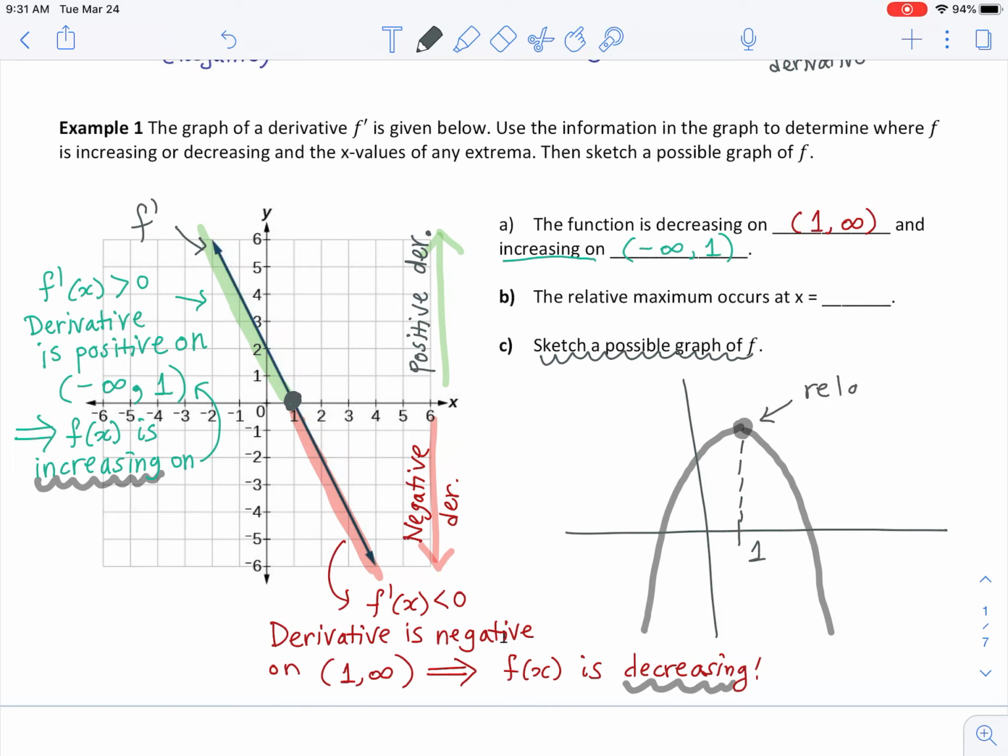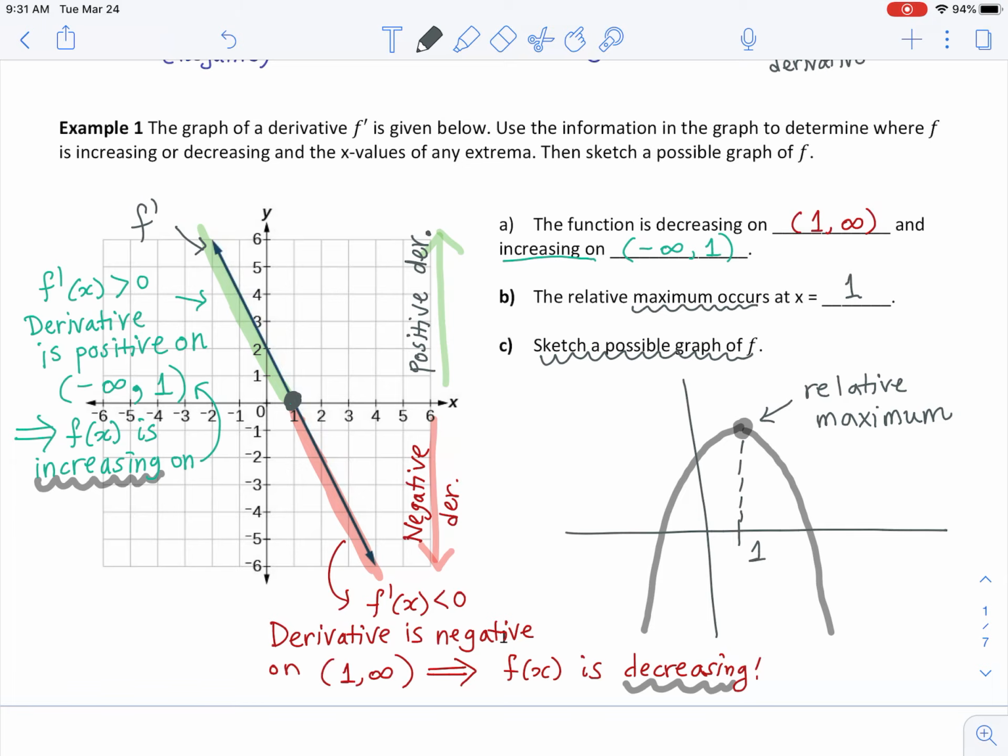So take a look. We're going to call this point relative minimum or maximum. What do you think? Well, maximum, right? We're going to call that relative maximum. And what they were asking on part B is that the relative maximum occurs at x equals what value? Positive 1. Okay? It can be relative minimum if the graph is upside down. You may have a homework problem that has relative minimum, but my example that I just went over with you has relative maximum.